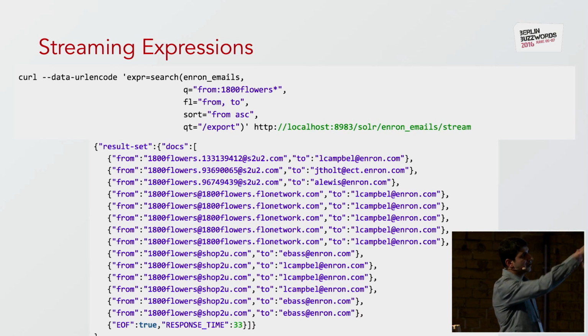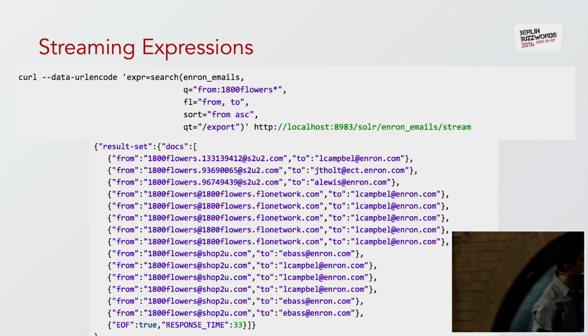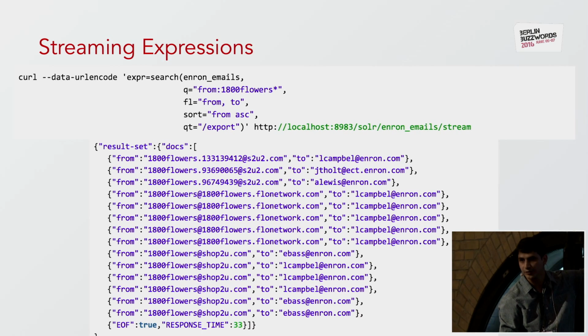So you have expression equal to search. The collection name is Enron emails. The query is from 1800-Flowers star. So any email matching 1800-Flowers will match this query. The fields that we want are from and to, and we want to sort by the from. Okay? So in the result set, you'll see that you get from 1800-Flowers different email addresses.